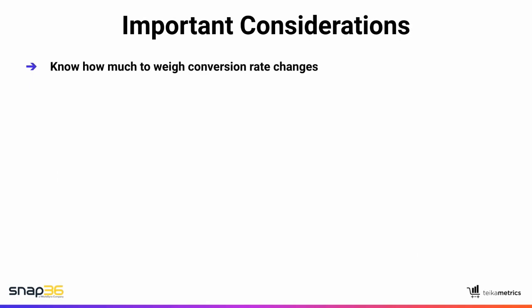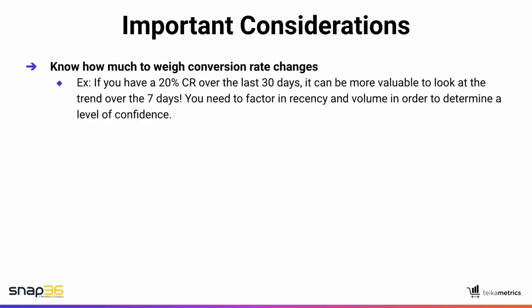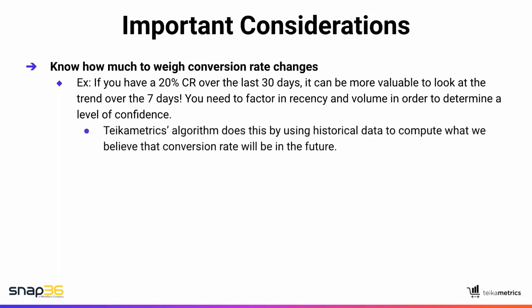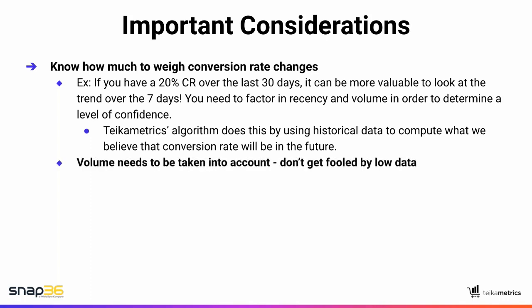So important considerations: know your conversion rate and how to weigh it. Let's say you had a 20% conversion rate over the last 30 days. It can be more valuable to look at what's happened over the last 7 days. You need to determine recency. The way our technology works from our bidder, we're looking at a last 60, a last 30, a last 7, a last day, and we're using that data to predict where your conversion rate will be over the next hour. This is unlike anything you see if you're doing this manually or using a rules-based platform. We're able to leverage data and adjust bids every single hour based on that conversion rate.